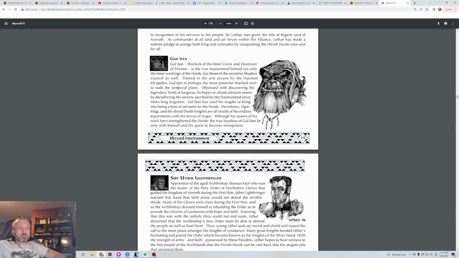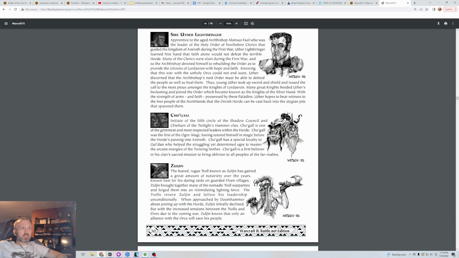The demon killed Jaden. Did train him. That stays. He is perhaps the most powerful warlock ever. Okay, that's pretty accurate. He's obsessed with finding the tomb of Sargeras. That's a big part of this game, because he hopes that Sargeras, the demon lord, he can get his power. He has created Necrolites, the Ogre Magi. Okay, that's retconned. He did not create the Ogre Magi. But I think in this game, he does help them use the Elven Runestone. So in a way, he does kind of help recreate them. And he definitely is a big part of creation of Death Knights, and all kinds of evil stuff that we've read in Chronicles. He wants to become omnipotent.